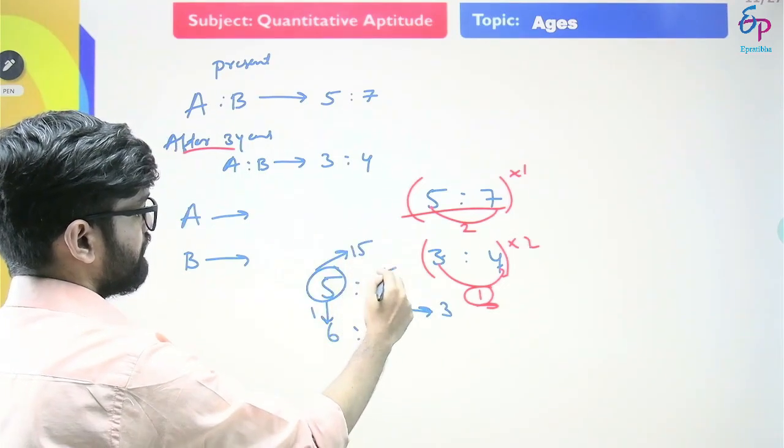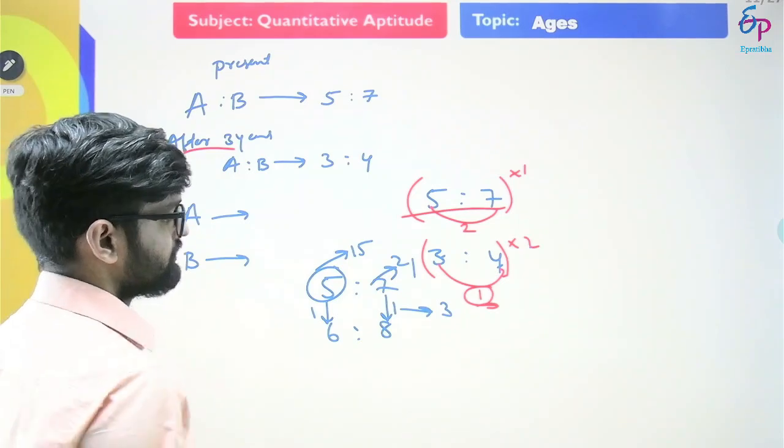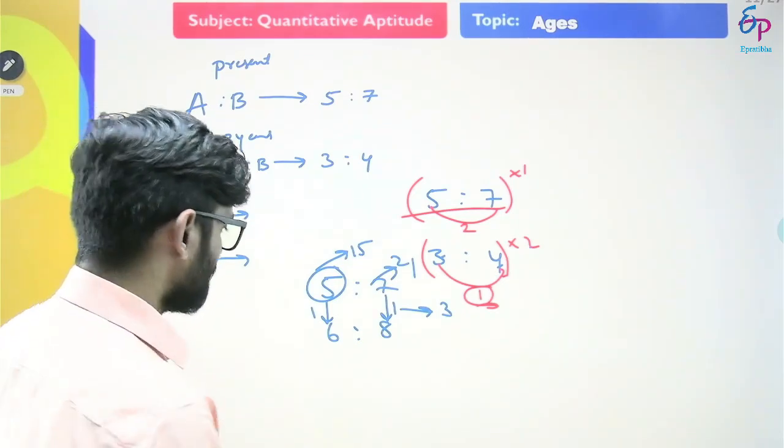It is 15. One part is equal to how much? It is 21. That is the correct answer. Or else you can go with this method also.